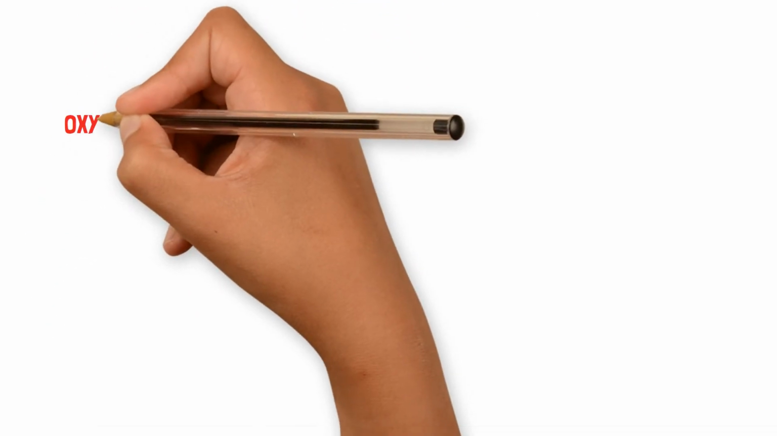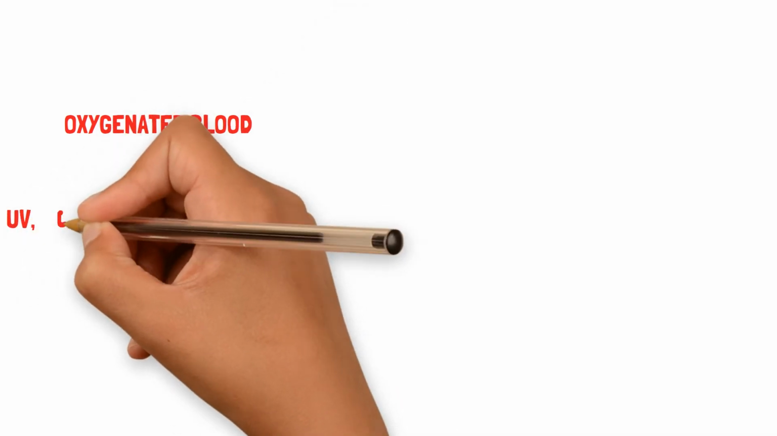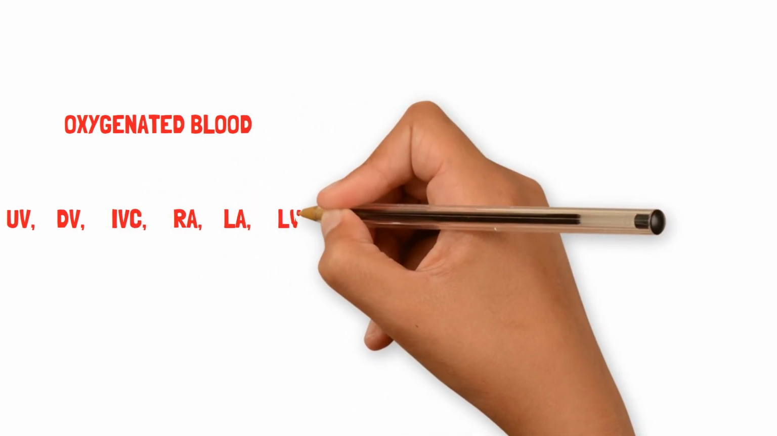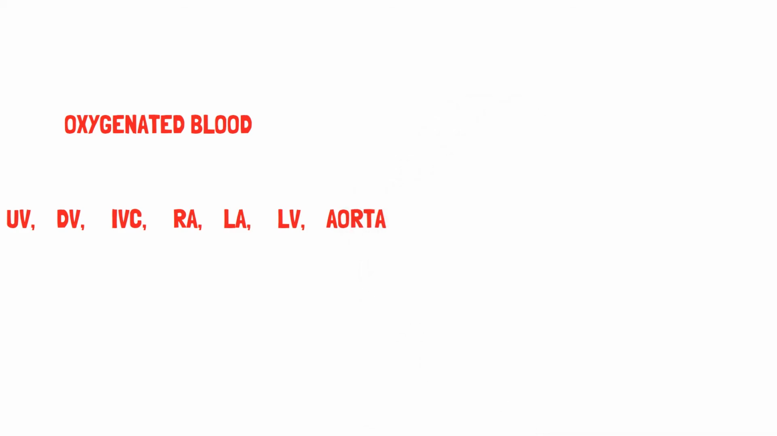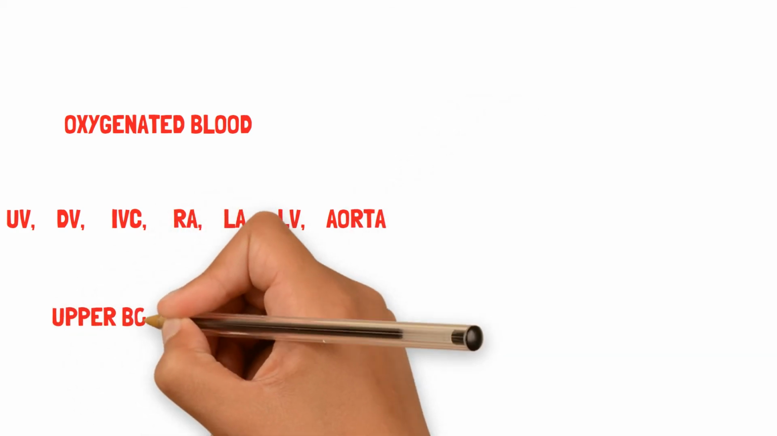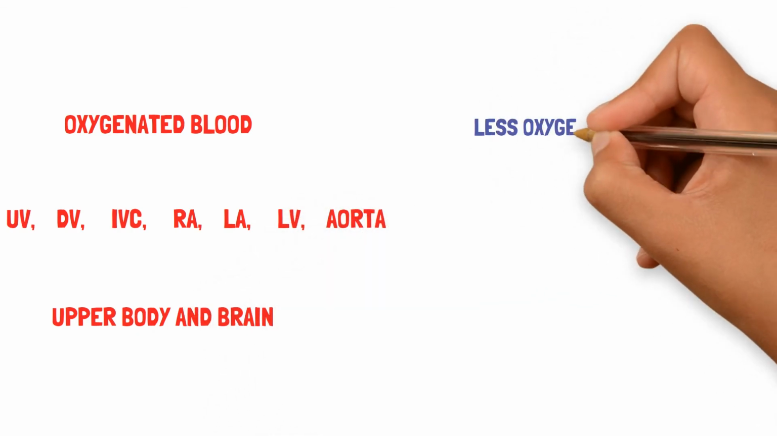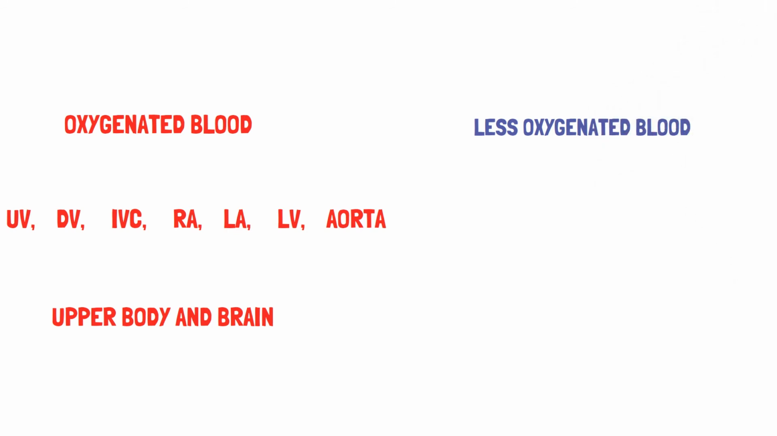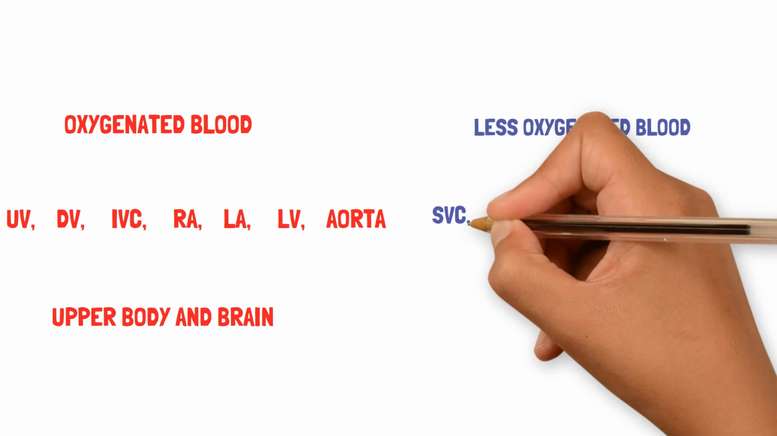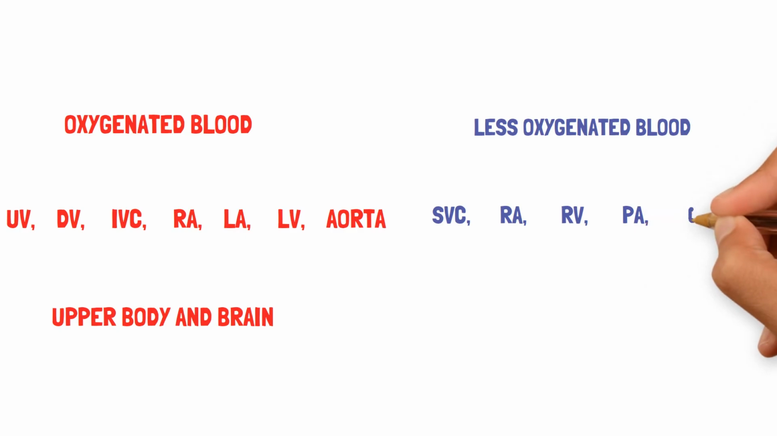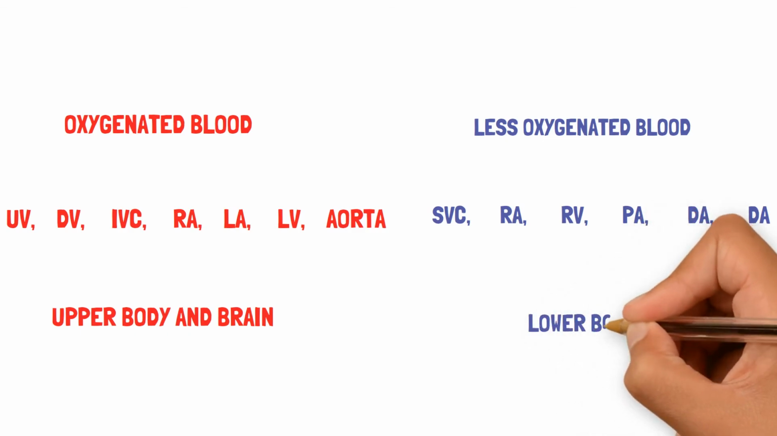So, oxygenated blood carried by umbilical vein, ductus venosus, IVC, and then right atrium, most of it into left atrium, and then into aorta. This perfuses upper fetal body, brain, and also coronaries. Whereas less oxygenated blood is carried by SVC, and then into right atrium, right ventricle, then into pulmonary artery, ductus arteriosus, then descending aorta. This perfuses lower fetal body.